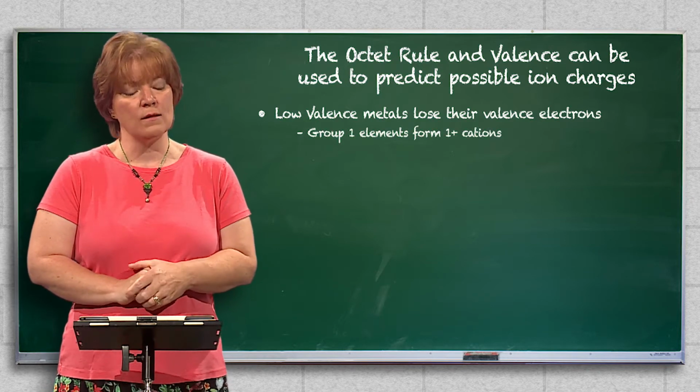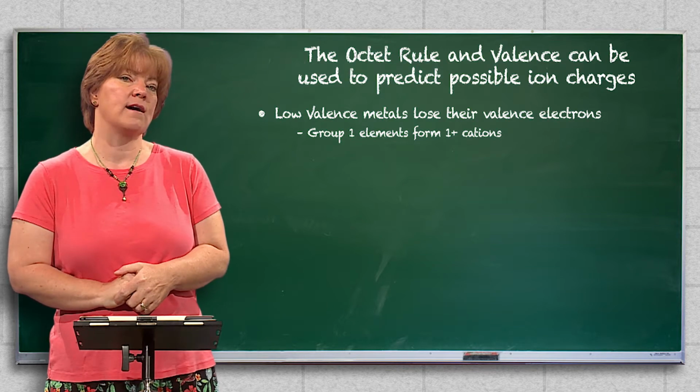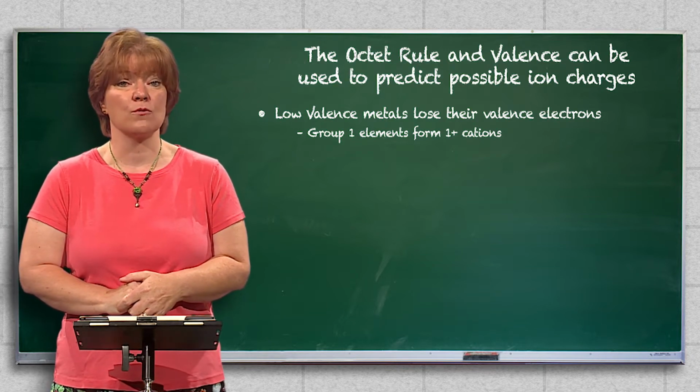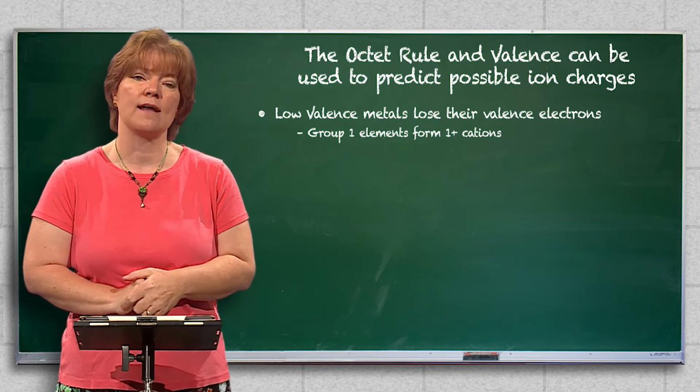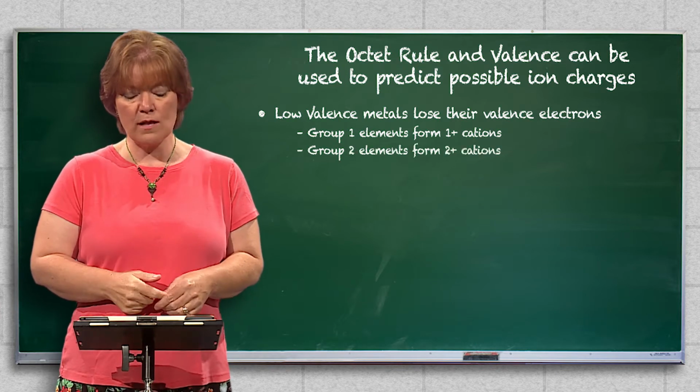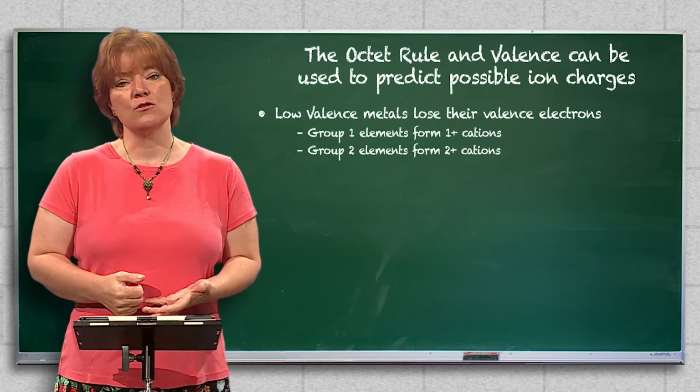So group 1 elements can form +1 cations. If an element comes from group 1, it's going to form a +1 cation when it forms an ion. Group 2 elements similarly form +2 cations.